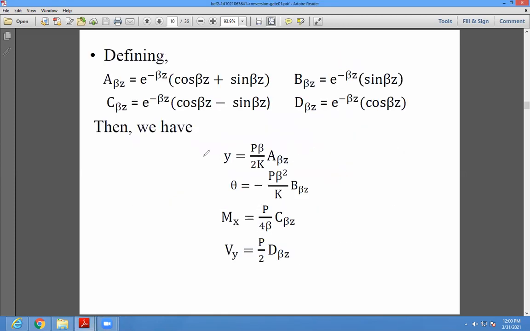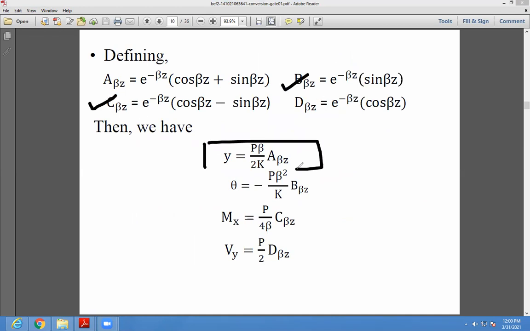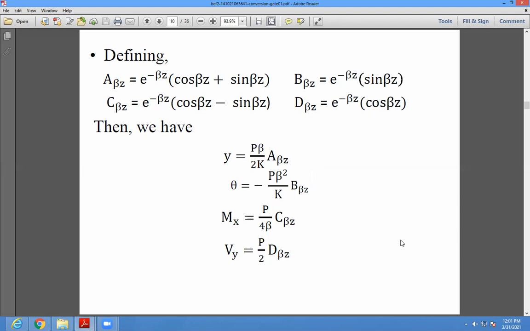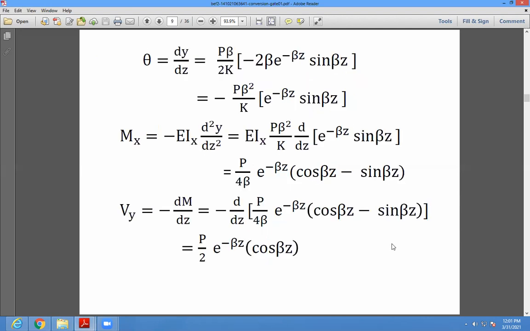Okay, that is for simplification. You can see here, right? These terms are taken. So y deflection is nothing but P beta by 2k A beta Z, theta is minus P beta square by k B beta Z, Mx is P by 4 beta C beta Z, and shear force Vy is equal to P by 2 D beta Z. Okay, for simplification only, right? Understood? What we have discussed in last lecture I have revised once again. Understood? Anyone having difficulty?